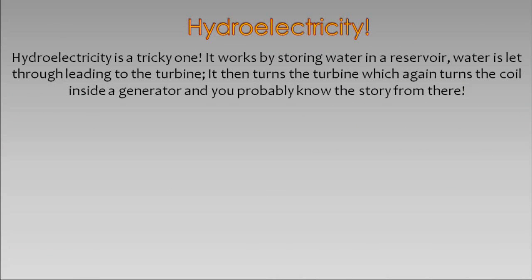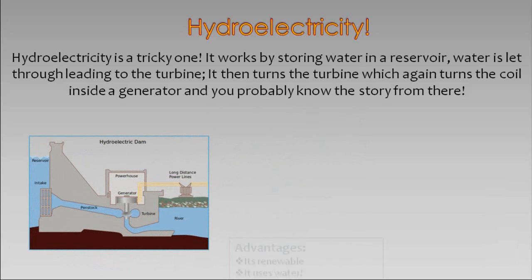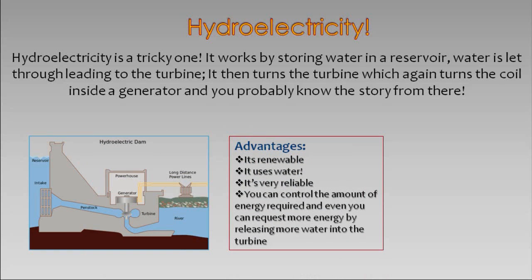Hydroelectricity. Hydroelectricity is a tricky one. It works by storing water in a reservoir. Water is let out through a channel leading to the turbine. It turns the turbine, which turns the coil inside the generator, and you probably know the story from there. The advantages include it's renewable, of course, it uses water, it's very reliable, and you can control the amount of energy required by releasing more water into the turbine or less.